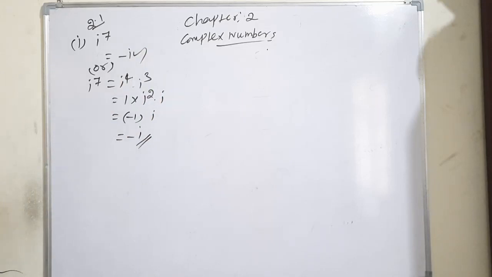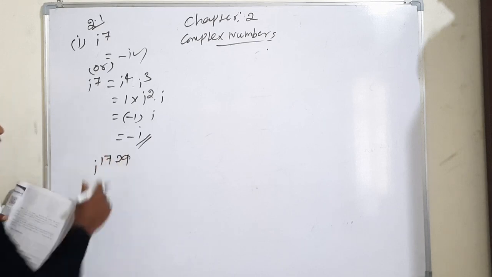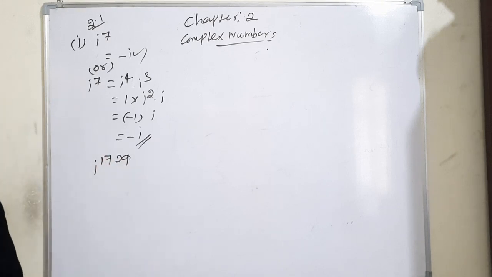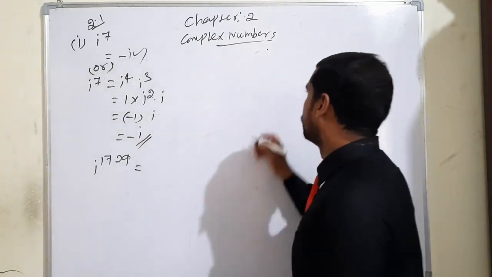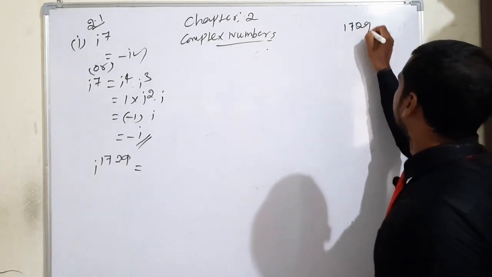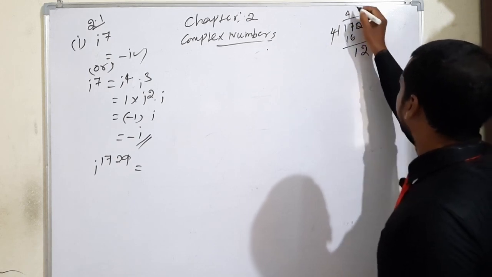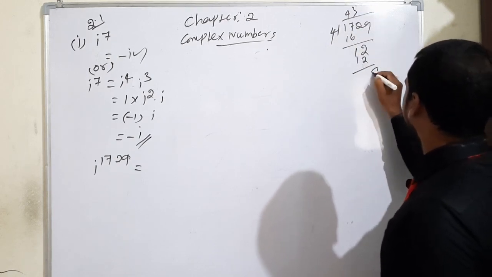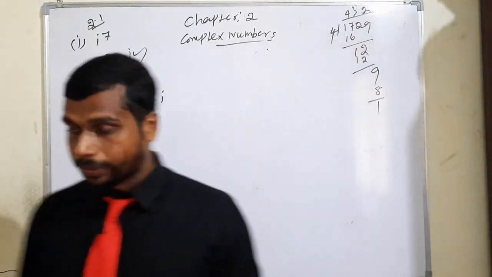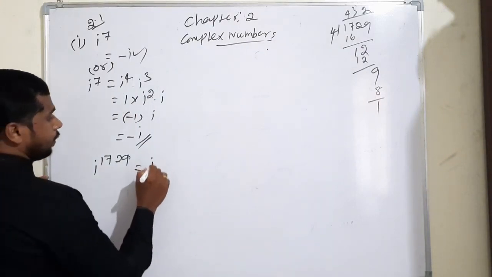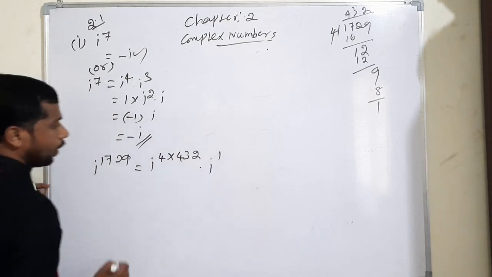Then subdivision 2, what is the question? Subdivision 2, i to the power 1729. i to the power 1729 means first we have to divide by 4. 1729 divided by 4. 4 4s are 16, 1 balance. Again 3 4s are 12, 9 is there. 9 means 2 4s are 8, balance will be 1. So now how to rewrite? i to the power 4 into 432, then balance i to the power 1 is there.